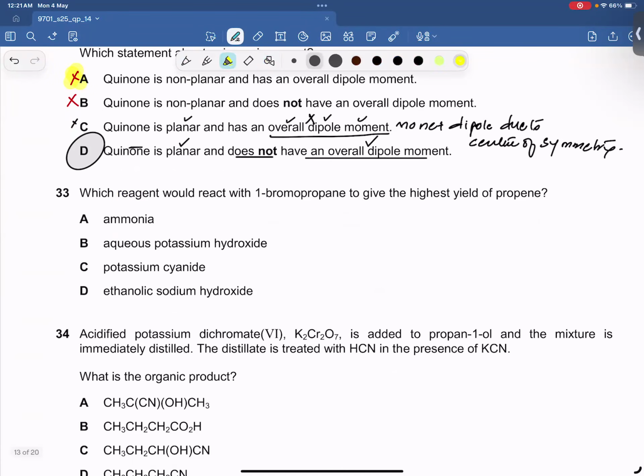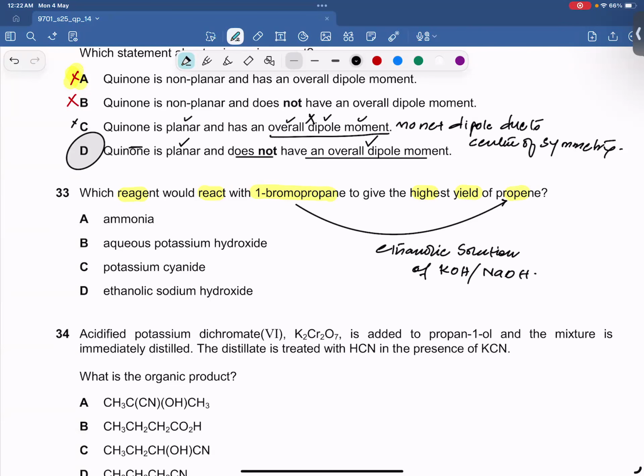Question 33. Which reagent would react with 1 bromopropane to give highest yield of propene? Alkyl halide is converting into an alkene, and this reaction only takes place in the presence of ethanolic solution of KOH or NaOH. Ethanolic NaOH. D is going to be the right answer. Okay. So alkyl halide is converting into an alkene. This reaction is going to be an elimination reaction, and we have discussed, I believe, this in class.